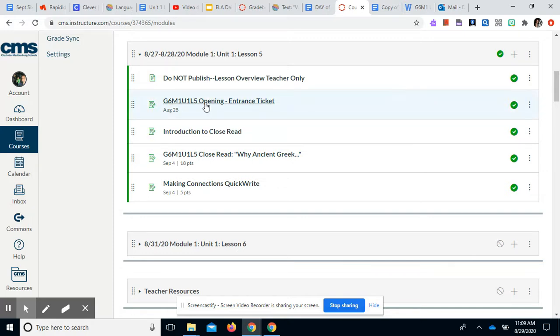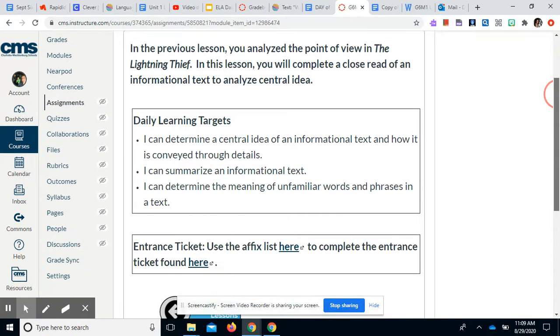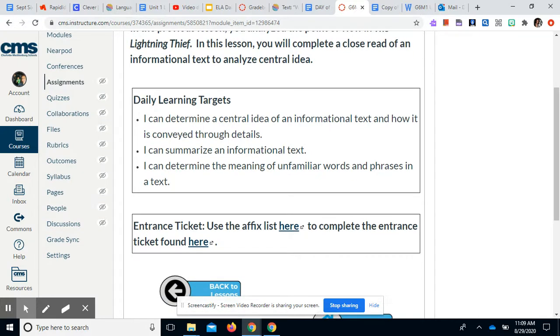We spent a good amount of time looking at the entrance ticket because it is something different that we've not done before. We started with our learning targets about finding the central idea of an informational text and how it's conveyed through details. I can summarize an informational text, and I can determine the meaning of unfamiliar words and phrases in a text. And so the entrance ticket today we did together in class, not as an assignment.